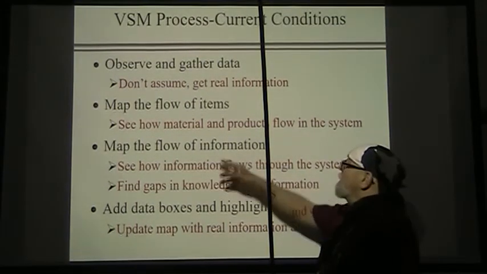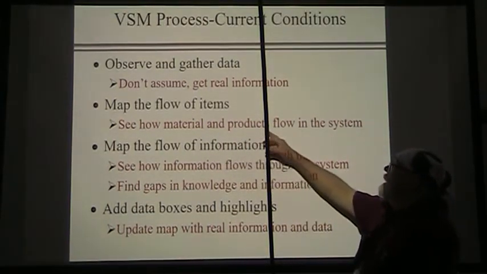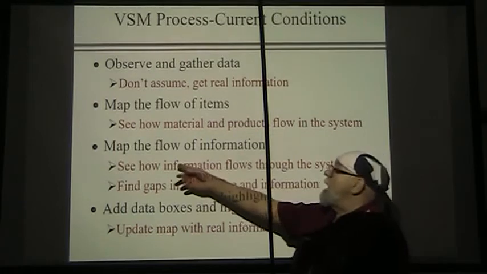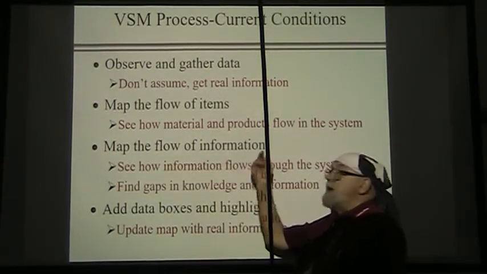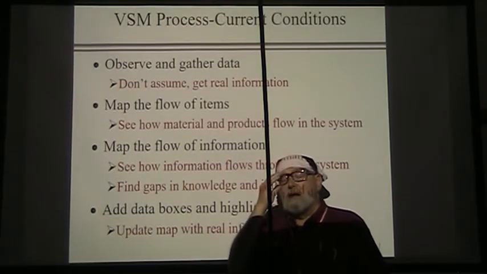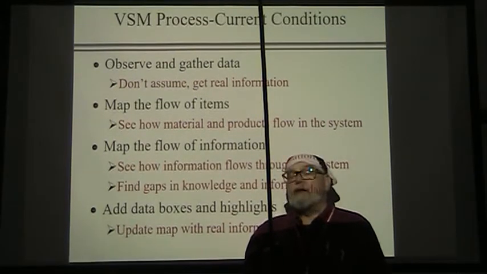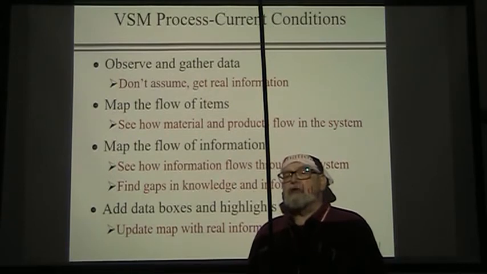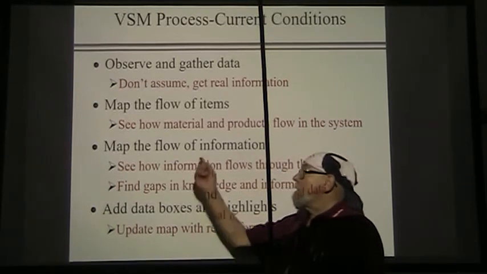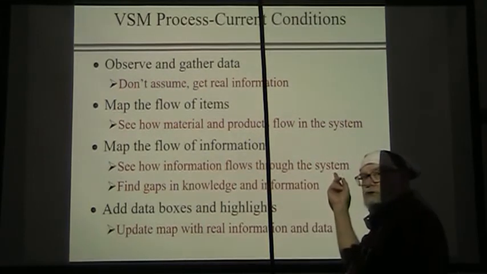We want to map the flow of our items. How does the material, how do the products flow in the system? So we're mapping that flow of information as well, because information is often something that is in short supply on the shop floor. Any shop you go to and you see the workers constantly having to go to the manager and ask questions, information's not flowing. So we want to see how that flows in the system.